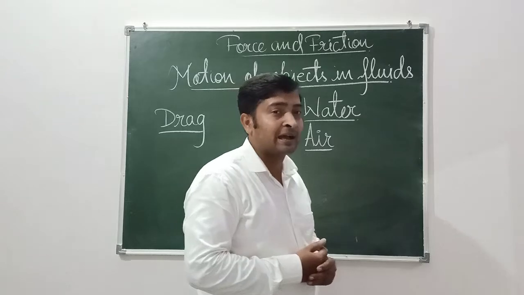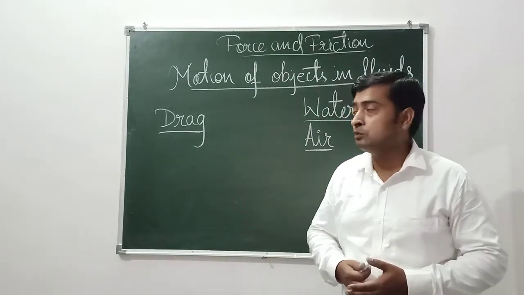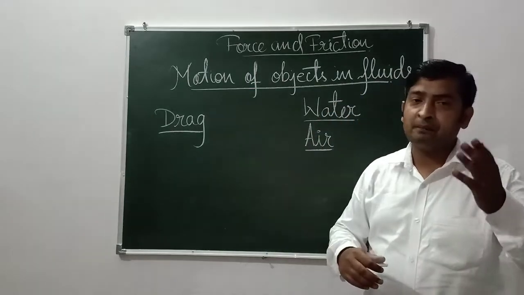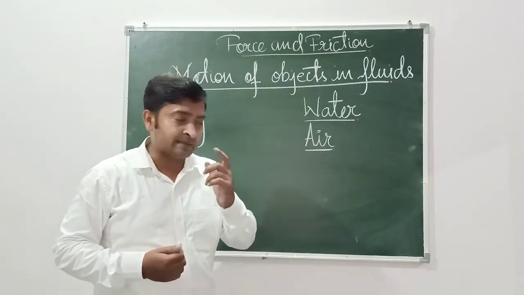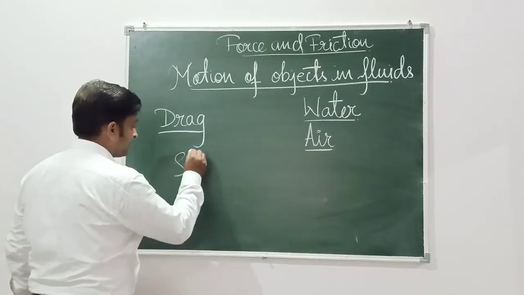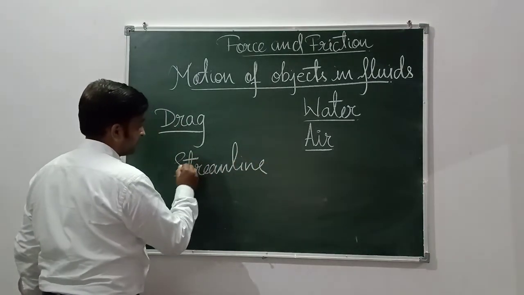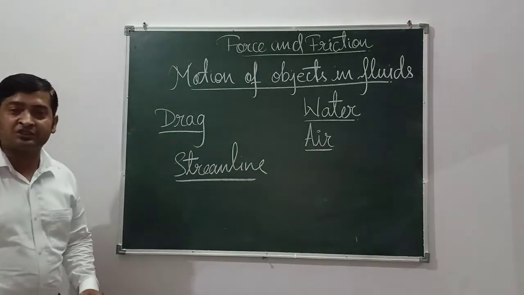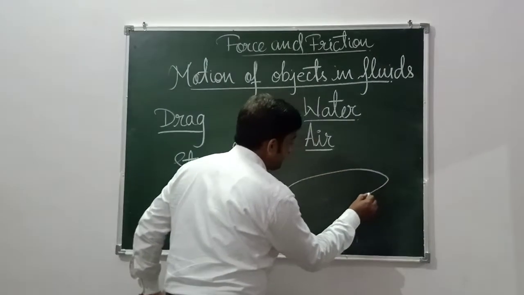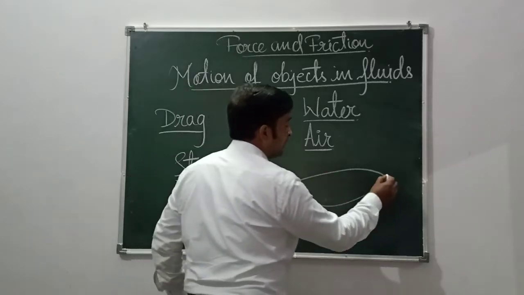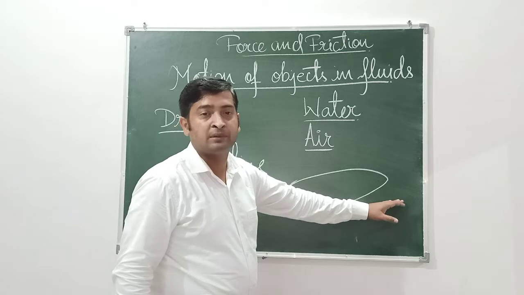We can reduce drag by using a special shape for objects which are moving inside fluids. You must have seen the shape of birds. What is the shape of birds? Yes, streamline shape. A streamline shape is that shape in which what happens? It's pointed in the front and pointed at the back. This is known as a streamline shape.